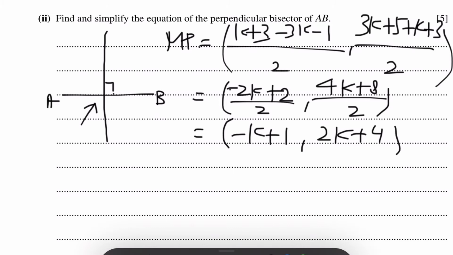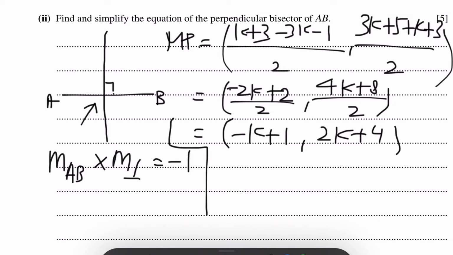Now, since it's a perpendicular bisector, you know that the gradient of AB multiplied by the gradient of the perpendicular bisector is equal to negative 1. So what you can do is to find the gradient of the perpendicular bisector. You know that the gradient of AB was half just now. And the answer is negative 2.